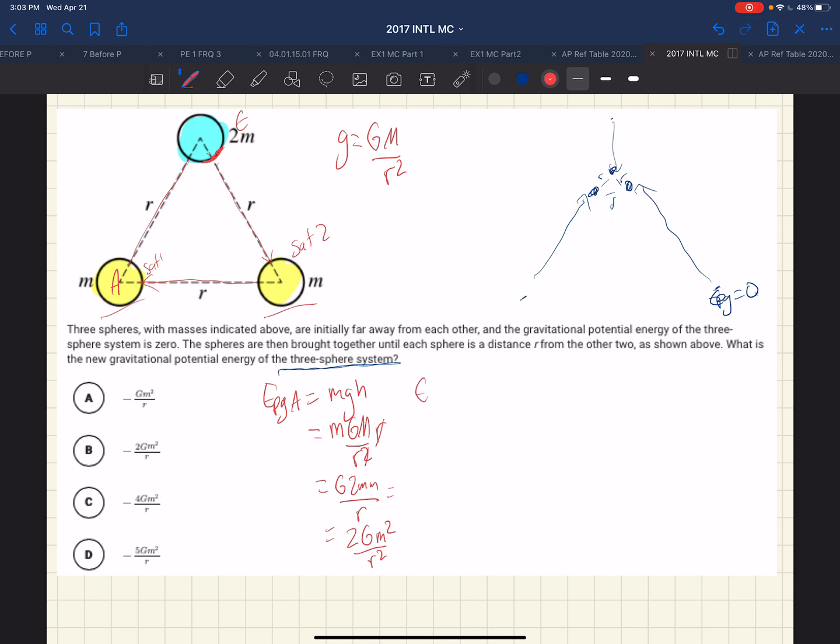By that same token, we could look at the potential energy of B, and we see that it'll be exactly the same thing in that relationship. It will be 2Gm squared over r.